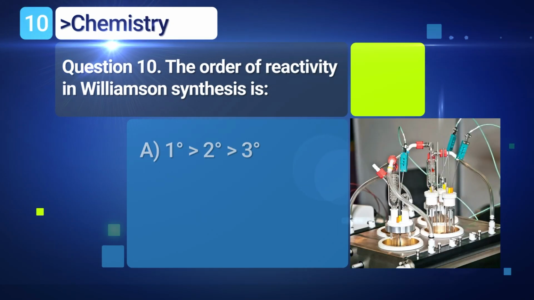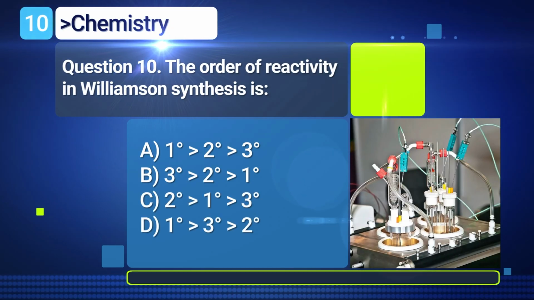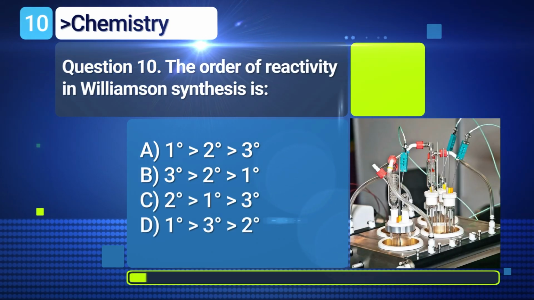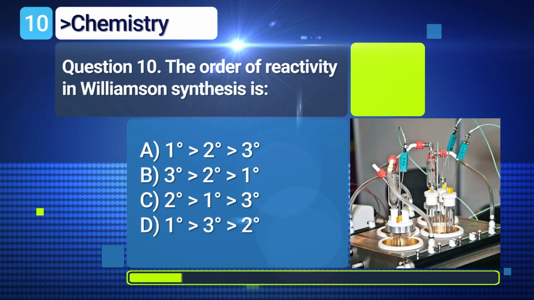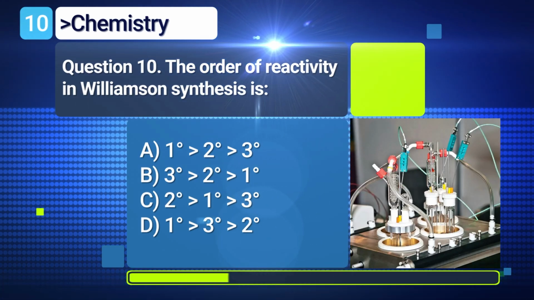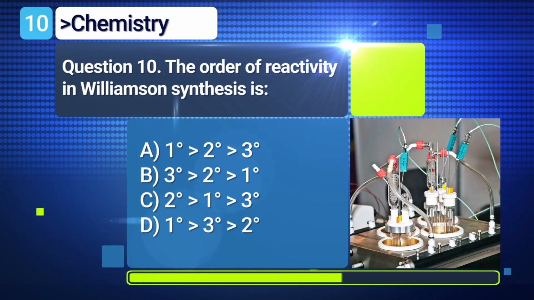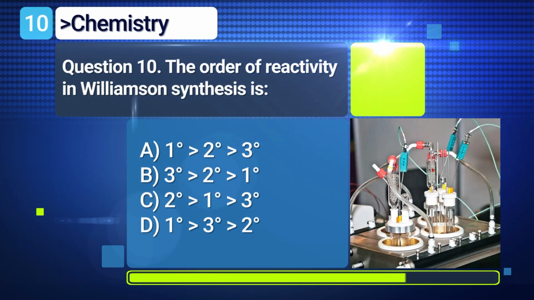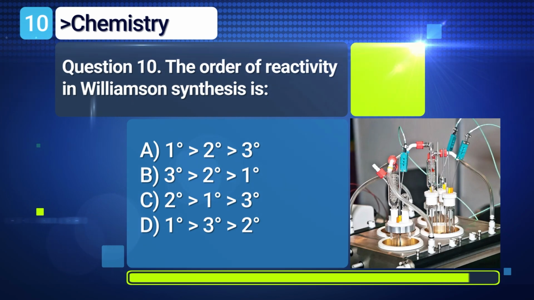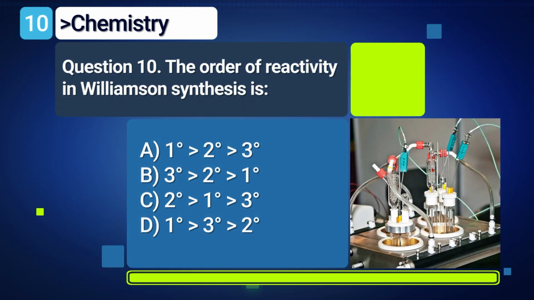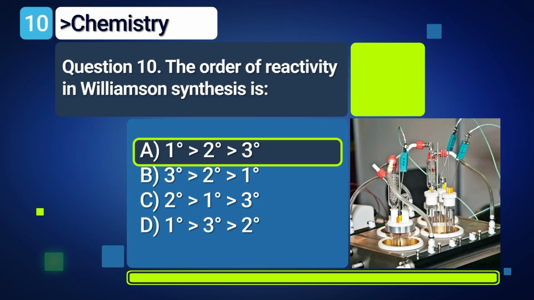Question 10. The order of reactivity in Williamson synthesis is A. 1 degree greater than 2 degree greater than 3 degree. B. 3 degree greater than 2 degree greater than 1 degree. C. 2 degree greater than 1 degree greater than 3 degree. D. 1 degree greater than 3 degree greater than 2 degree. Answer A. 1 degree greater than 2 degree greater than 3 degree.